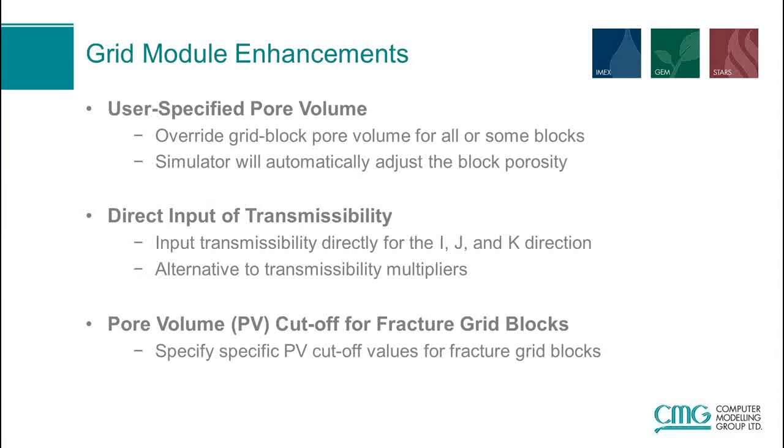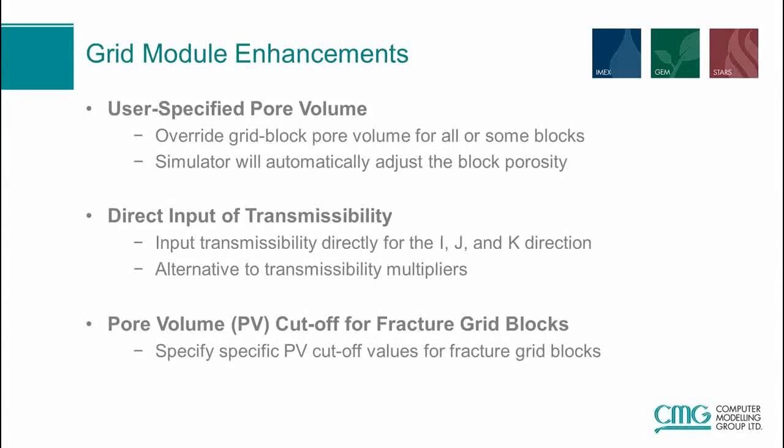Grid module enhancements were some user-requested options that we added, such as the ability of specifying your own pore volume, at which point the block porosity would actually be adjusted accordingly. You also have the ability of directly inputting the transmissibility for all 3 directions IJK. This is an alternative to the previously used method of using transmissibility multipliers to obtain the transmissibility that you require. So this is much more direct.